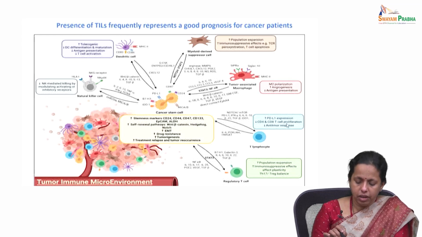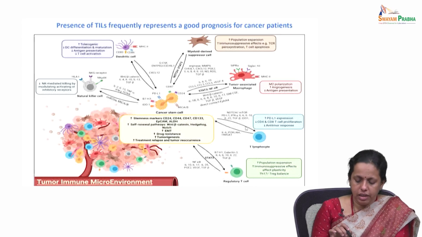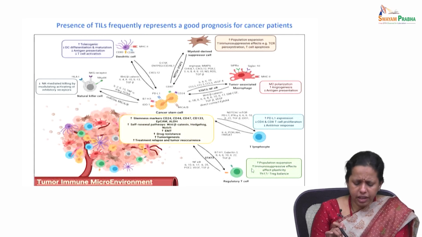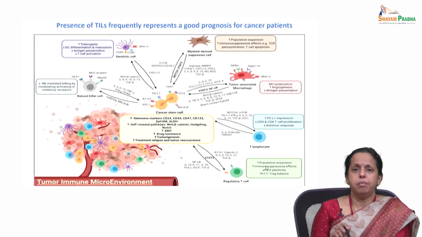There is your increased PDL1 expression, then a decrease in CD4 and CD8 T cell proliferation, and therefore a decrease in anti-tumor response. And then what will it lead to? Again, it will lead to your cancer stem cell pathways, which are all triggered. Then your regulatory cells, what will happen? There is an increase in population expansion. So, there is an increase in immunosuppressive effector plasticity, such as your Th17/Treg balance.